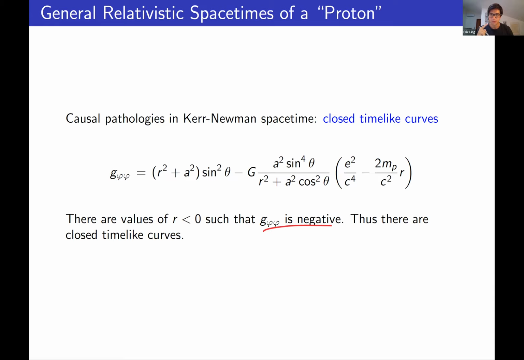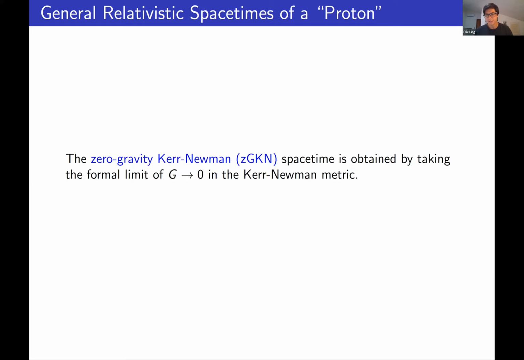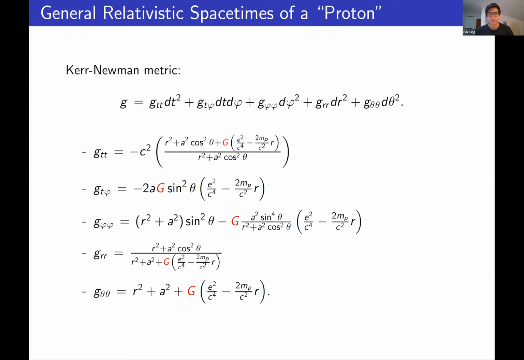Okay, now let's look at the zero gravity Kerr-Newman, or ZGKN, spacetime. This is obtained by taking the formal limit of Newton's gravitational constant to zero in the Kerr-Newman metric. So here is the Kerr-Newman metric, and I've highlighted in red everywhere where Newton's gravitational constant appears. Let's just take a look at the G_tt and the G_t phi term. When we take Newton's gravitational constant to zero, G_tt just becomes minus c squared and G_t phi just becomes zero. Now let's look at the G phi phi term here.